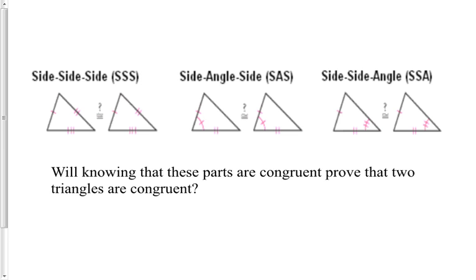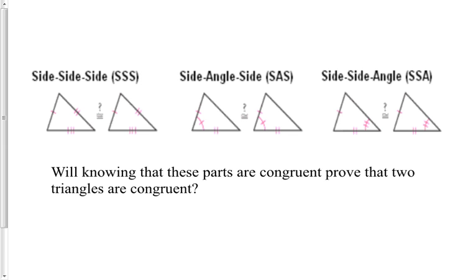So the first one on the left here is side, side, side. And what this says is that if the three sides of one triangle are congruent to three sides of another triangle, does that mean that the triangles are congruent? The one in the middle here, side angle side, notice that we have two sides congruent, and we have an included angle that's congruent. That included angle is between the two congruent sides. Is that enough information to determine the two triangles are congruent?